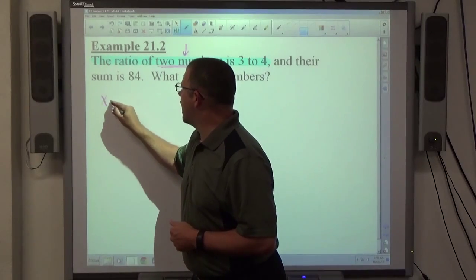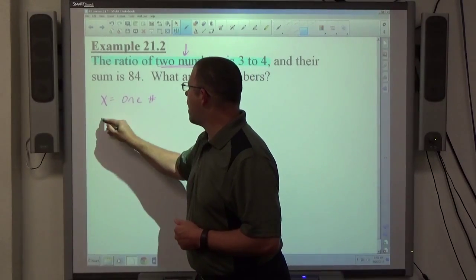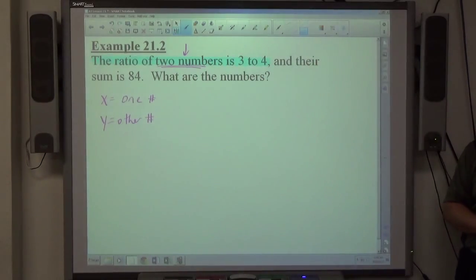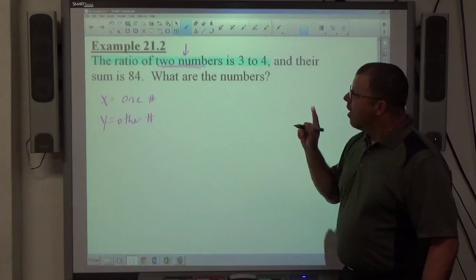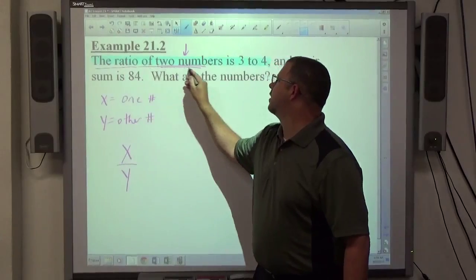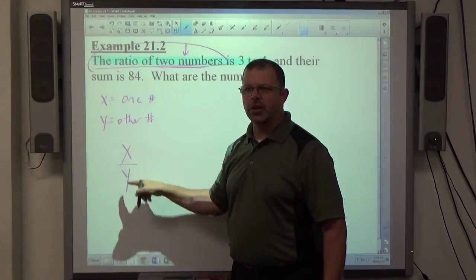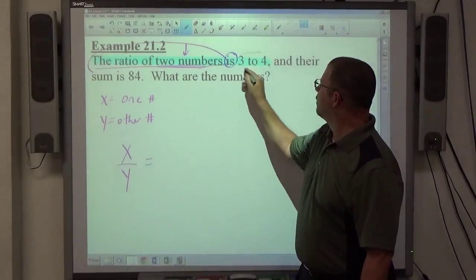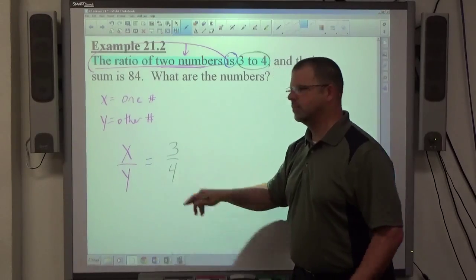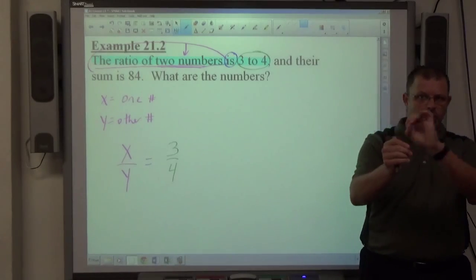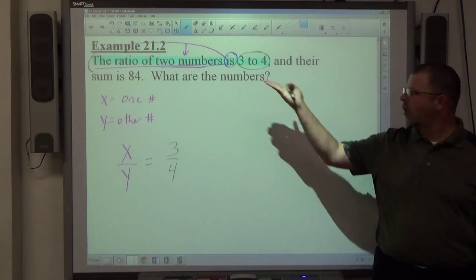If I create two numbers, x equals one number, and y equals the other number. Okay? There's nothing telling me those numbers should be the same number, so I'm going to assume they're different, so I'm going to treat them with different variables. A ratio of two numbers is just one number over the other. So these words here translate to this expression here. The word is makes an equal sign, and 3 to 4 is just a numerical ratio. So the ratio of two numbers we don't know, x over y, is equal to two numbers we do know, ratio 3 over 4. That's all that statement's saying.